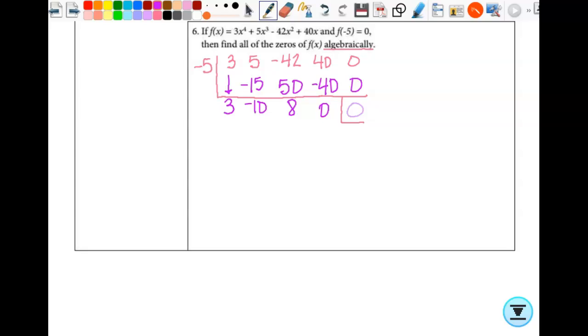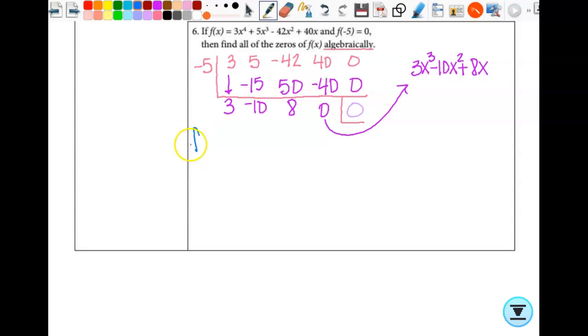Because I don't have as many terms as I need. All right, so we know that this right here gives me, let's see, there's 4, so this would give me 3x cubed minus 10x squared plus 8x, and then plus 0, right? That's what this gives me, but we're not going to put the plus 0. My goal here is to get this factored and then find my zeros.